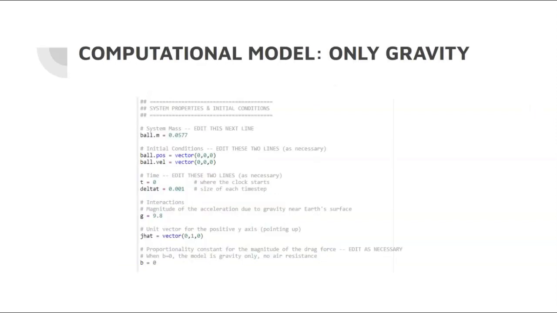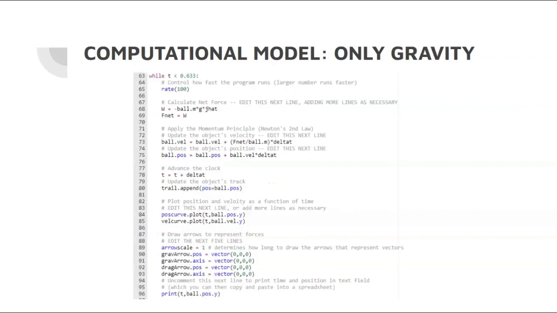For the model with only gravity, my drag force coefficient, which is b, is 0. For the loop, I use my total time of motion as a breakpoint. I put in the velocity and position update formulas as seen and indicated the net force. Then I created the arrow showing the net force acting on the ball, which is the force of gravity.